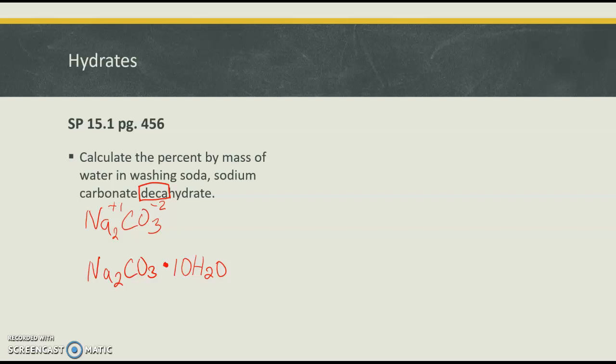Now for the math. We have to take the amount of water and find the mass. We can calculate the molar mass of water to be 18.016 grams per mole. We have 10 molecules of water. Therefore, we need to multiply this number by 10 and get 180.16 grams per mole. This will go at the top of our formula.